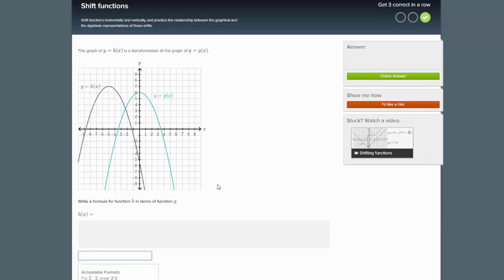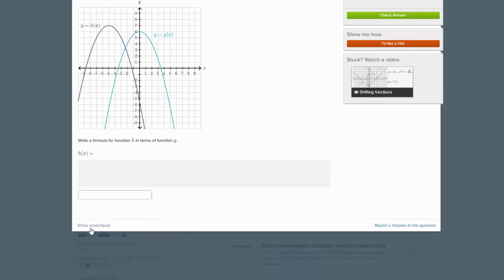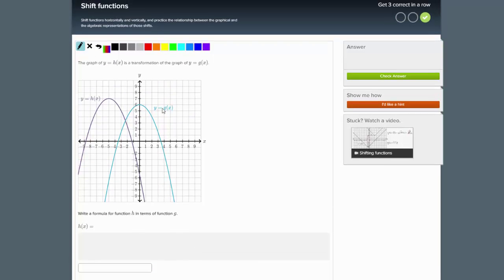Okay. This one's a little bit harder. Write a formula for function h in terms of function g. So what this means is I want to move this from here to here. And here's how I do that. So it says h of x equals. Now if I just want to say that it's the same exact parabola, which I don't, but if I did, I would just say h of x equals g of x. Okay, but it doesn't.